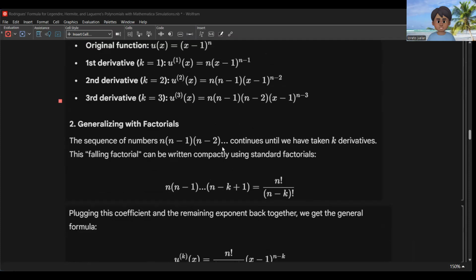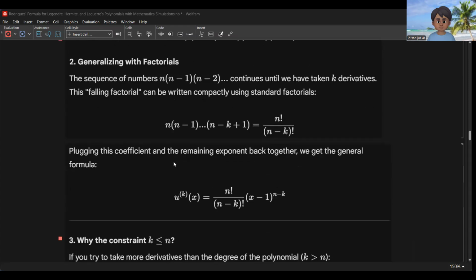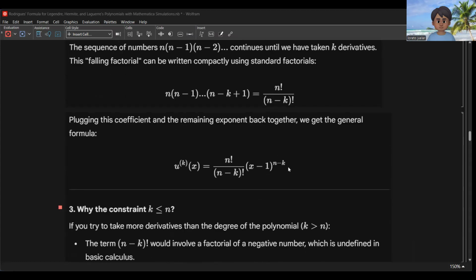The sequence of numbers n times n minus 1, n minus 2 continues until we have taken n derivatives. This product can be written compactly using standard factorials. We know that n times n minus 1, down to n minus k plus 1, is equal to n factorial over n minus k factorial. So plugging this coefficient and the remaining exponent back together, we get the general formula here.